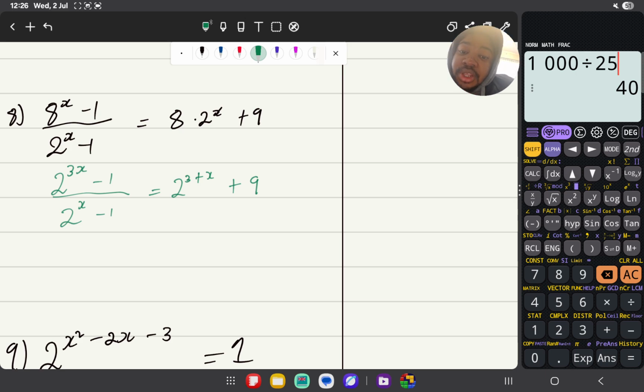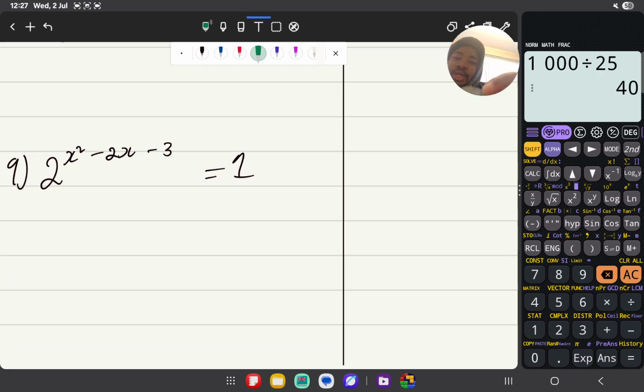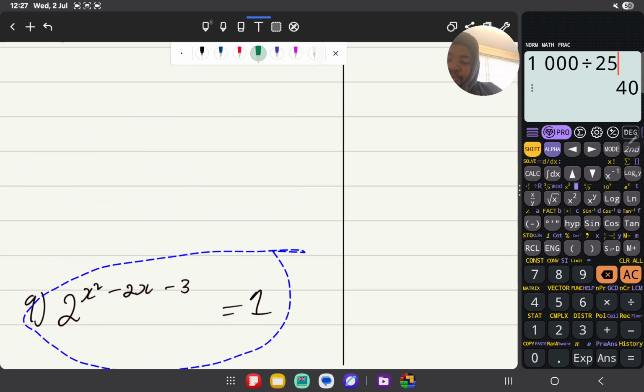Cool. So you know that the whole idea of what we are doing is we're trying to make sure that our bases are going to be the same, and once our bases are the same, it becomes easier for us to say, since the bases are the same, therefore the exponents have to be the same, and then wow, we are done, right? We're done. So we might need some space, so I'll do this.